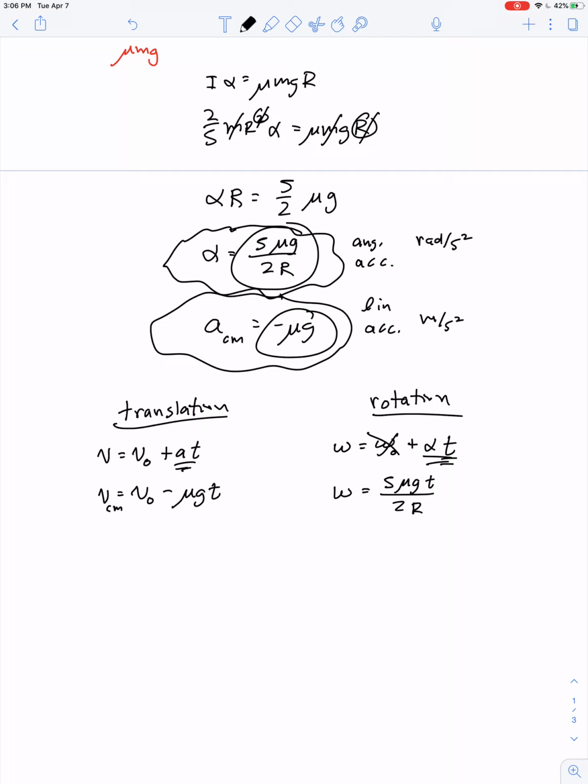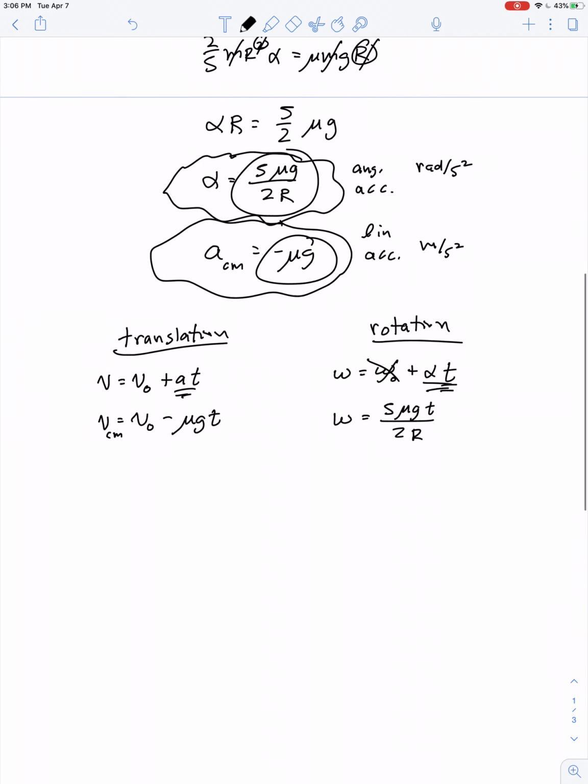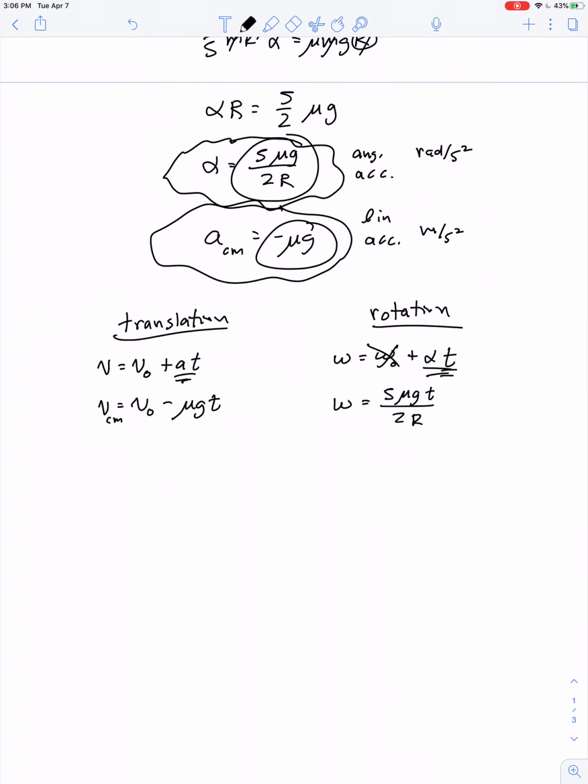From point A to point B, sliding occurs, but once the bowling ball reaches point B, then the rest of its journey down the lane, all the way until it collides with the pins, forgive me for these sloppy looking pins, is pure rolling motion where the velocity of the center of mass is equal to whatever angular speed it has multiplied by the radius. So I can make that substitution, right? We can say that VCM also has to equal omega times r.